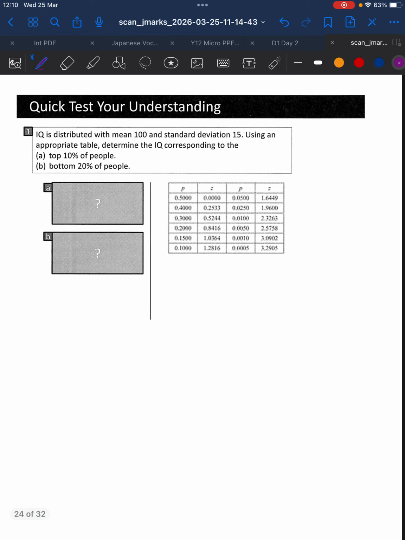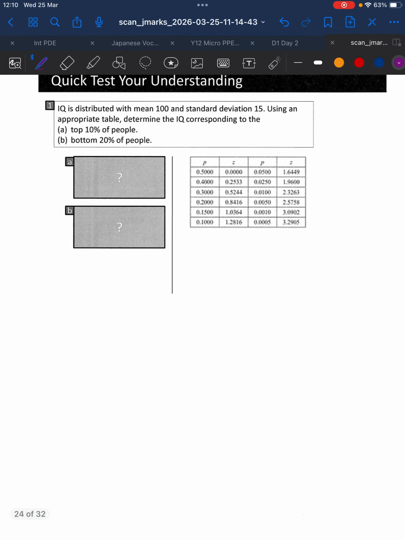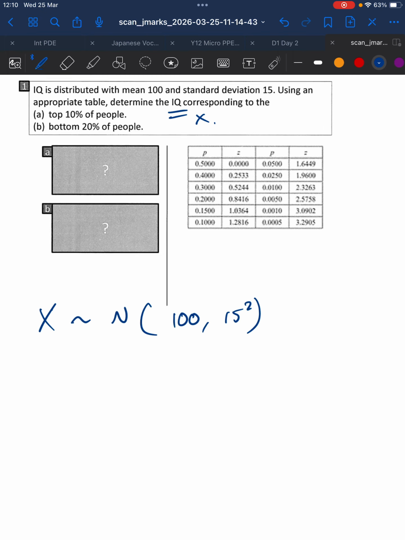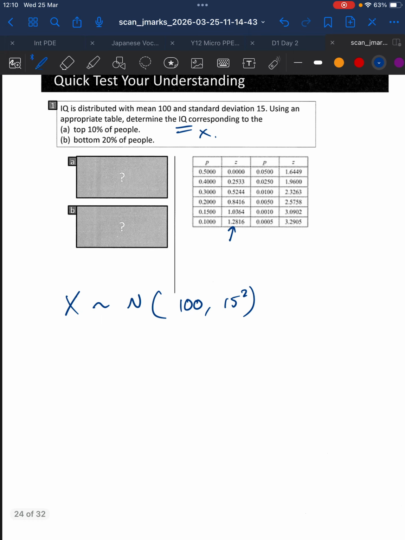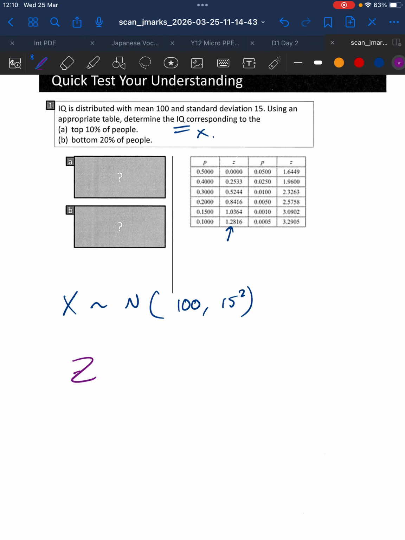Let's do another one. So pause it for yourself, have a quick go. We are once more doing 115 as our key parameters. So what's the IQ? The IQ is the X, isn't it, essentially? What's the IQ that corresponds to the top 10%? So the top 10% has that Z value. If you're not sure what to do, write the code out. Z equals X minus mu over the standard deviation.